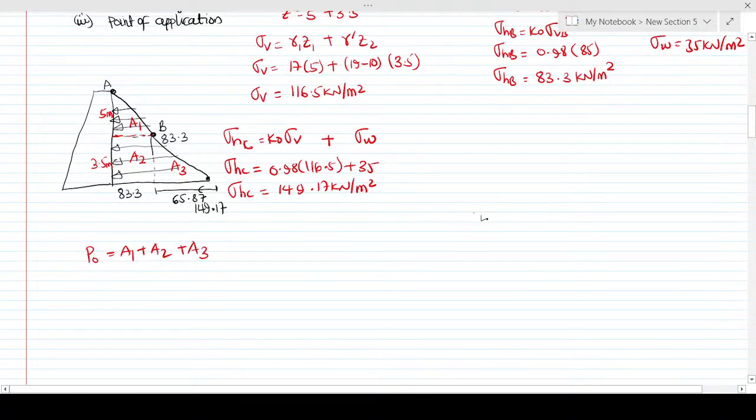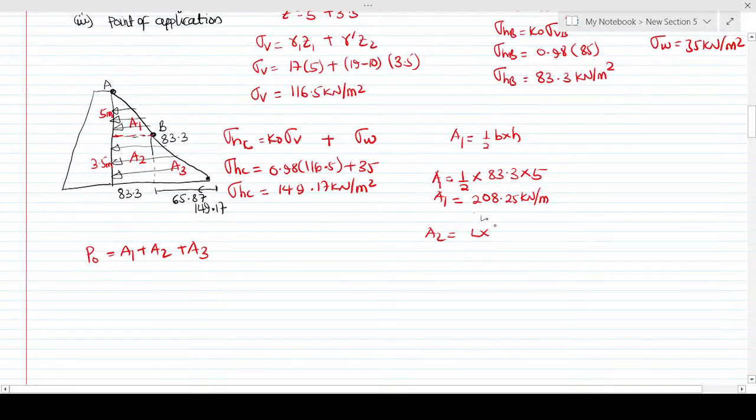A3. See this one, the shape is not a simple triangle, it's a composite shape. So we take it one after the other. I can see that my A1, which is a triangle, is half base times height. So A1 will be equal to 1 over 2 times base, which is 83.3, and height is 5. So my A1 will be equal to 208.25 kilonewton per meter.